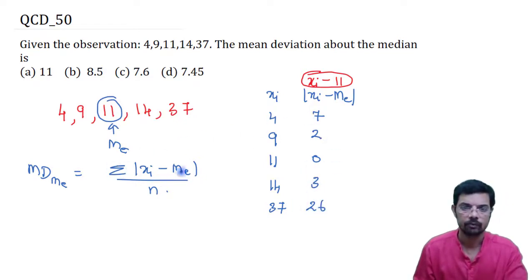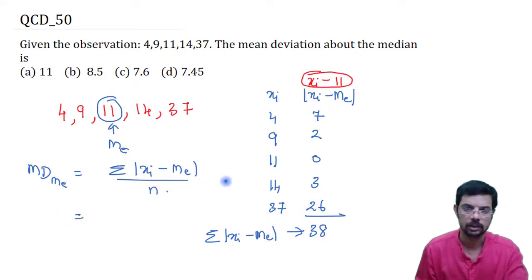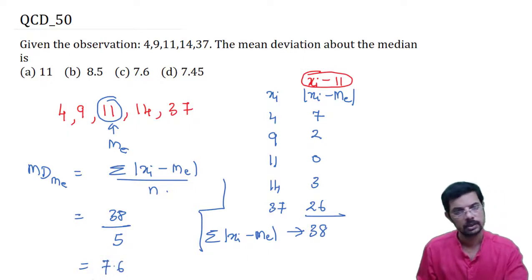Now we need the sum of all absolute deviations. Sum of absolute deviations will be equal to 38. This is nothing else but sigma modulus of xi minus median. Okay. Now we shall put that into the equation, that is 38 divided by total number of observations. How many? 1, 2, 3, 4, 5. 38 divided by 5, which will be equal to 7.6. So 7.6, option C is the correct answer.